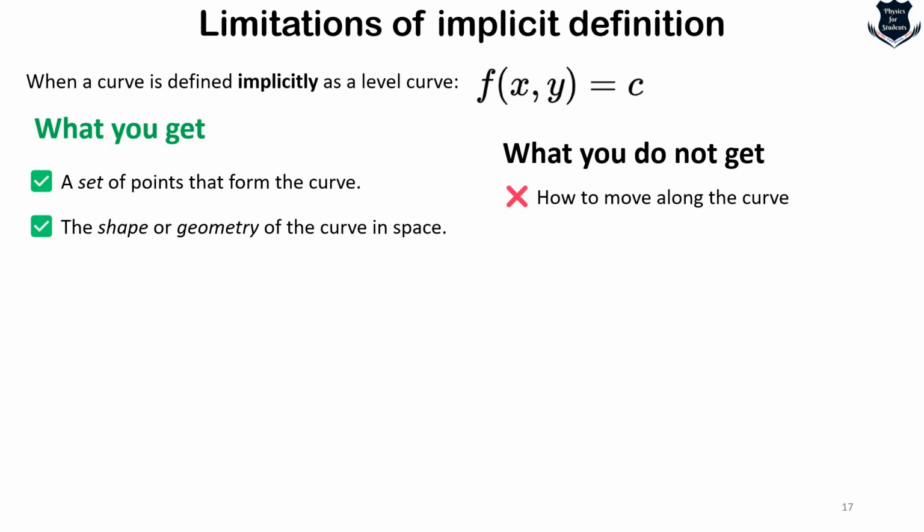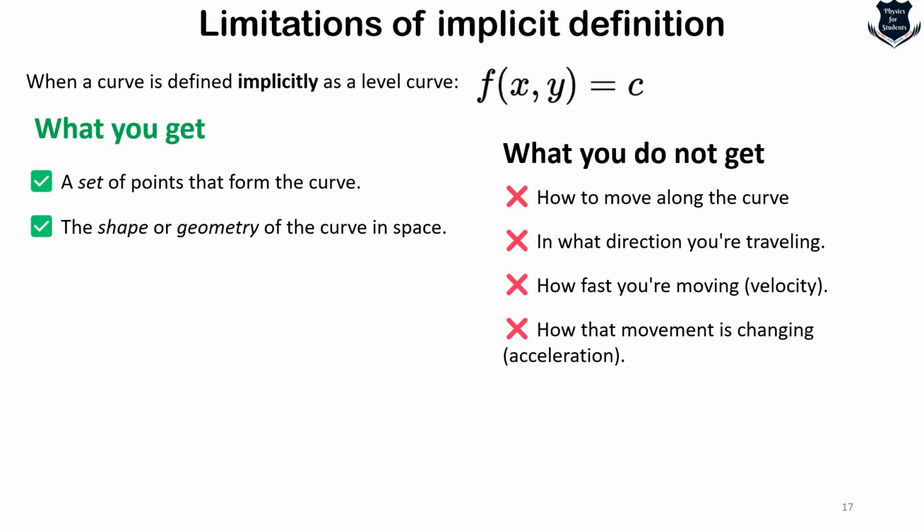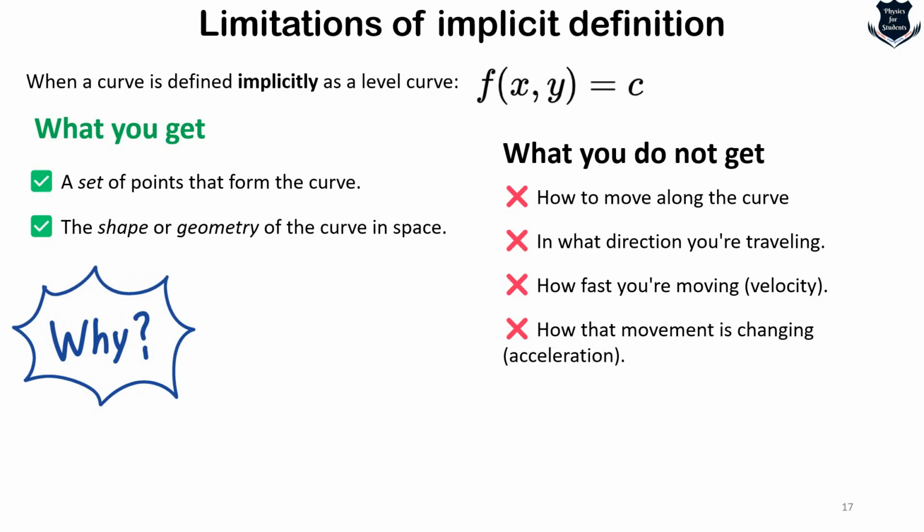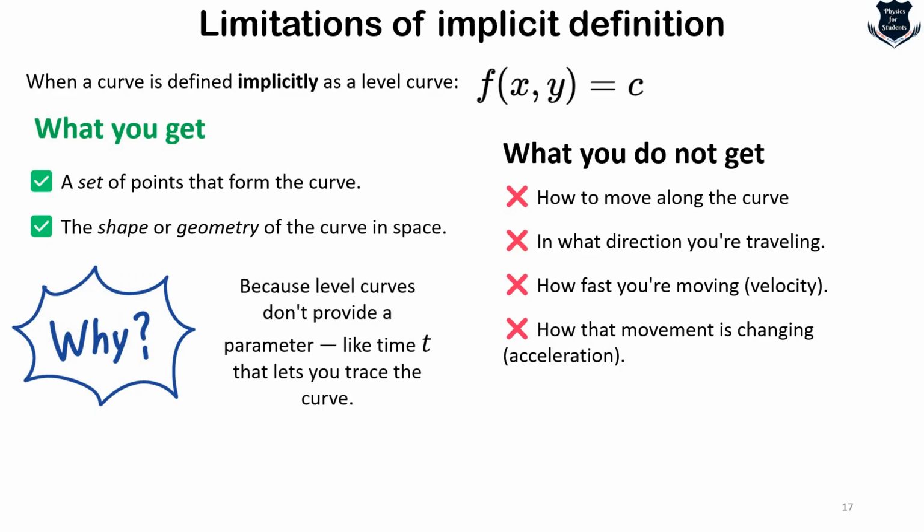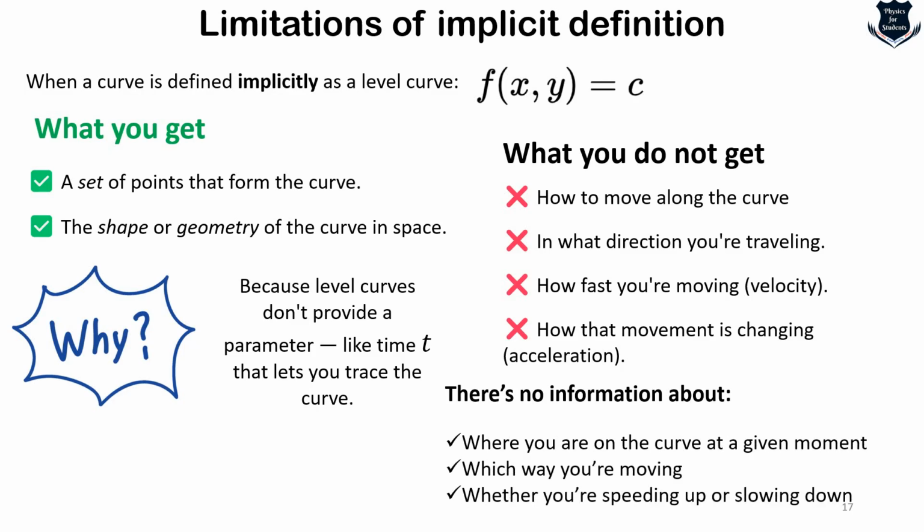First of all, we don't know how to move along the curve, in what direction. We also don't know how fast we are moving, the velocity, and how that movement is changing, that means the acceleration. You might ask why. Because level curves don't provide a parameter like a time t, which can help you trace the curve. So there is absolutely no information about where you are on the curve at a given time or moment, which direction you're moving, and whether you're speeding up or slowing down. Nothing is known.